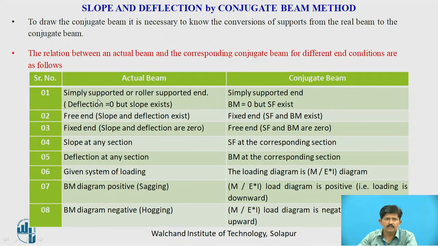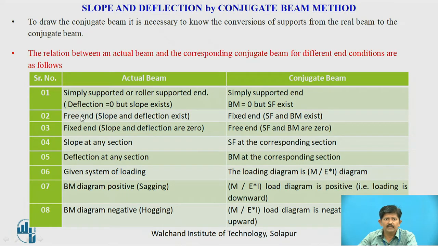So, here this deflection is correlated to the bending moment and slope is correlated to shear force. We can see that in the actual beam the deflection is 0 for a simple support or roller support, whereas in the conjugate beam, for a simple support, the bending moment is 0. But slope exists in the simple support and roller support of the actual beam, hence shear force exists for a simple support end in the conjugate beam. So, these are correlated. Deflection is related to bending moment and slope is related to shear force.